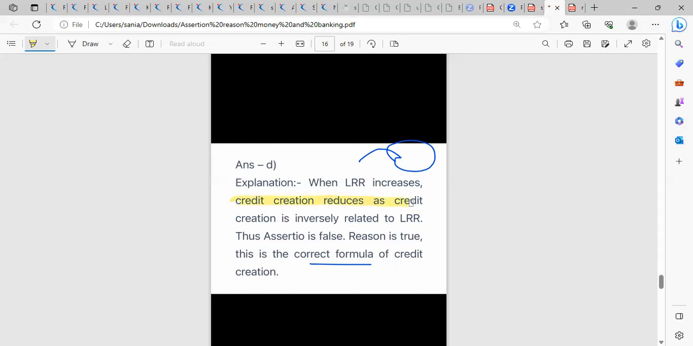Because LRR means you have to deposit the money, so RBI is taking your power to create money, and they are asking you to keep more money with them. So when LRR increases, credit creation reduces, and credit creation is inversely related to LRR. If LRR is decreased, you can create more and more money. Clear?